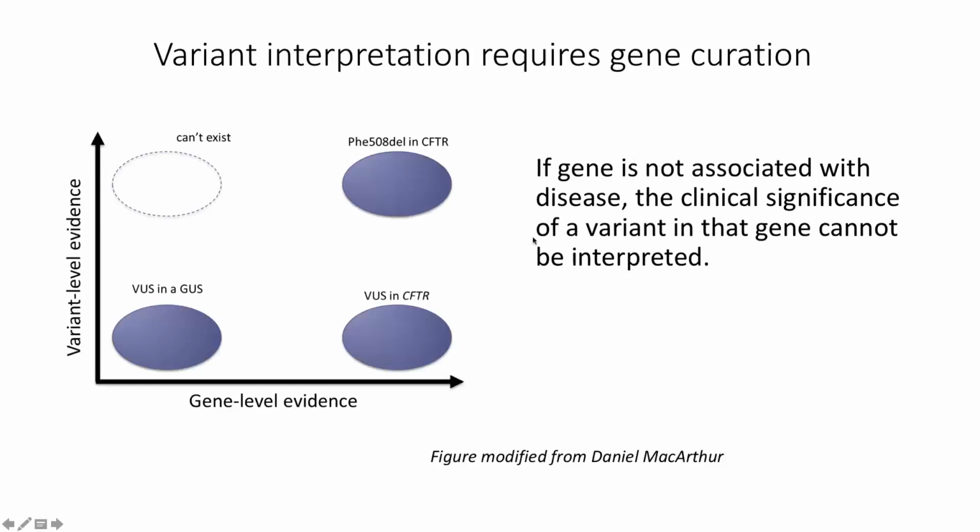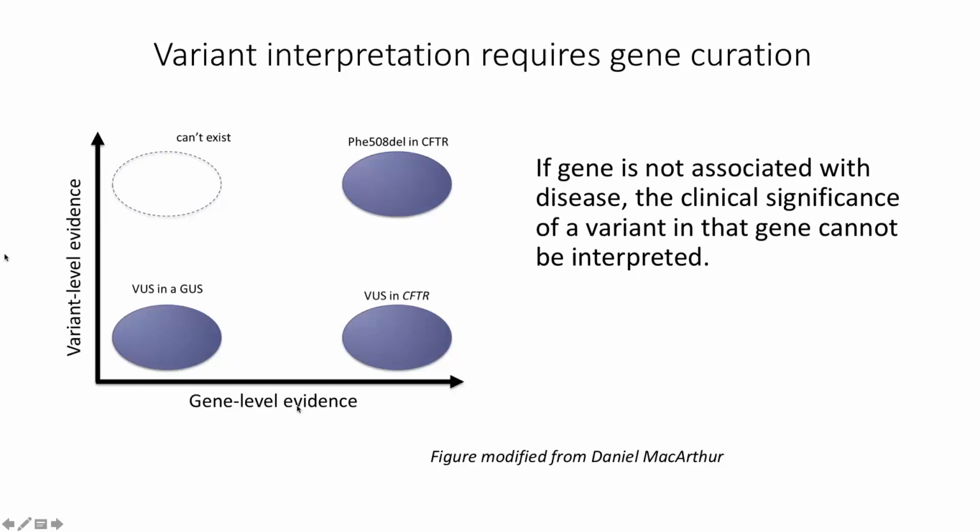I definitely don't have to tell everyone on this call this because you're all biocurators, but I do like to remind people that variant interpretation requires gene curation. If a gene's not associated with disease, you really can't classify the clinical significance of a variant. And I think that this is illustrated best in the figure modified by Daniel MacArthur, where you have variant level evidence here and gene level evidence here.